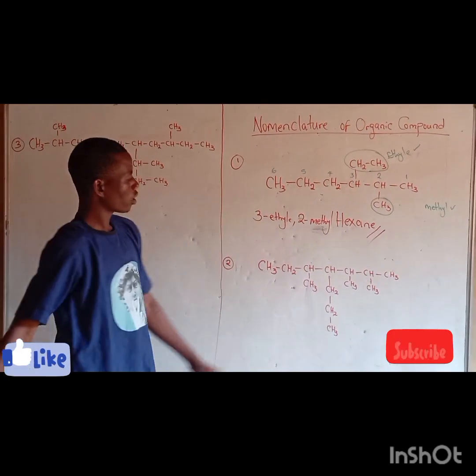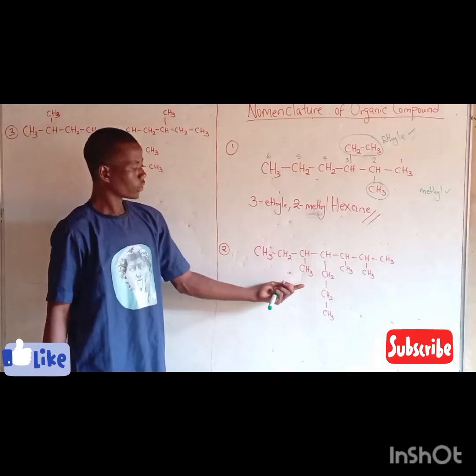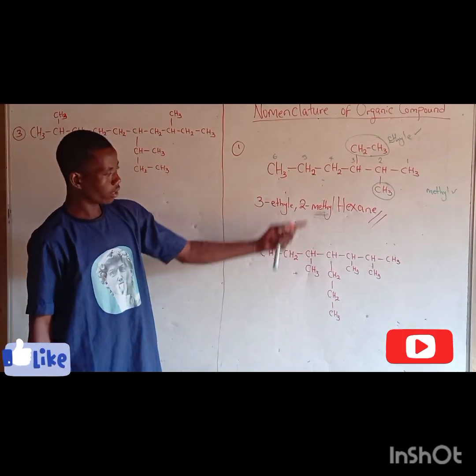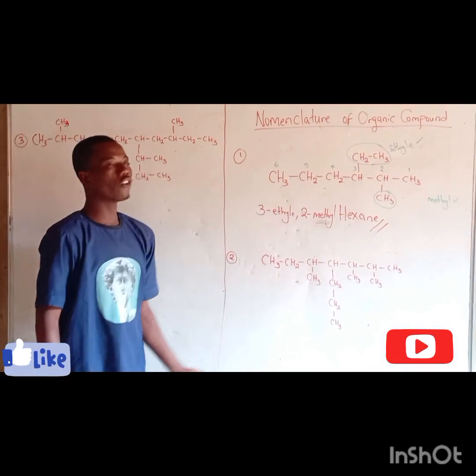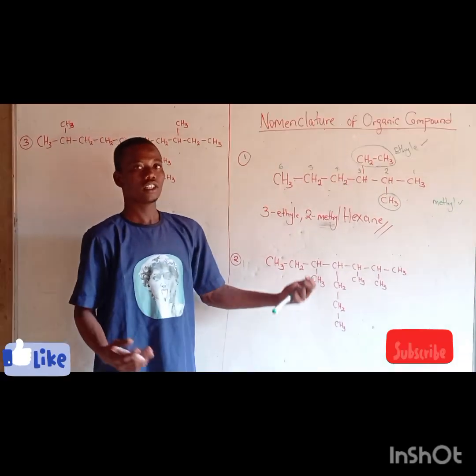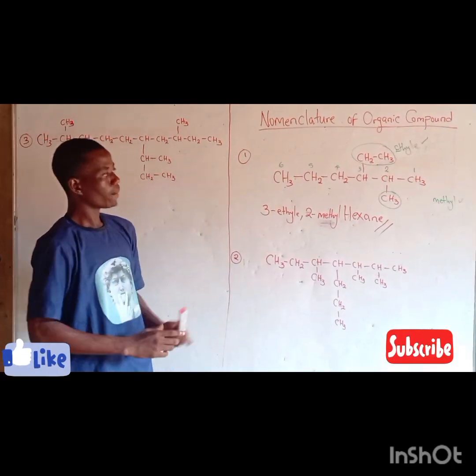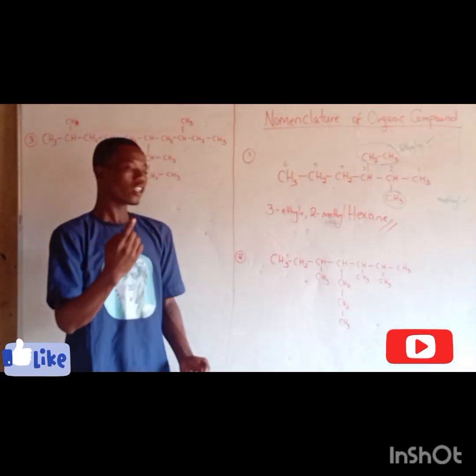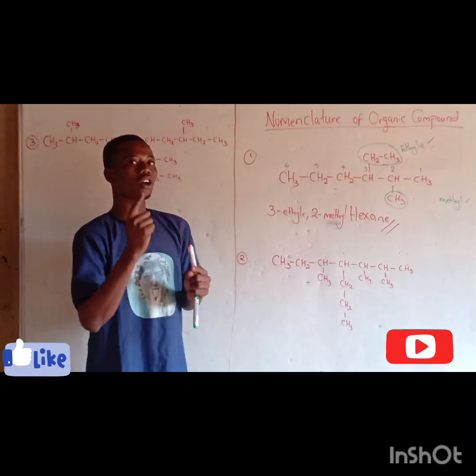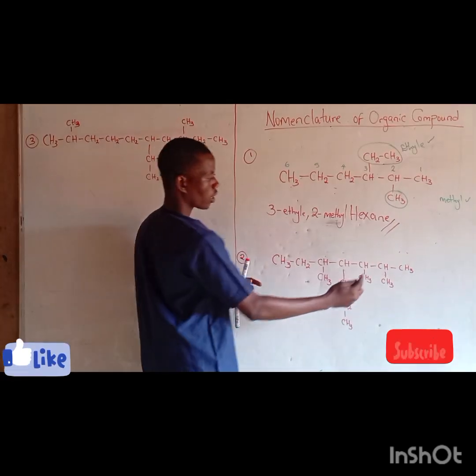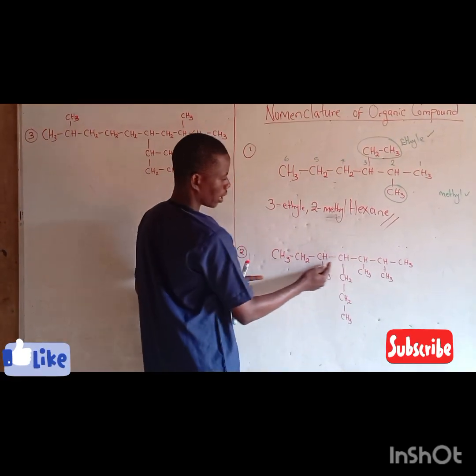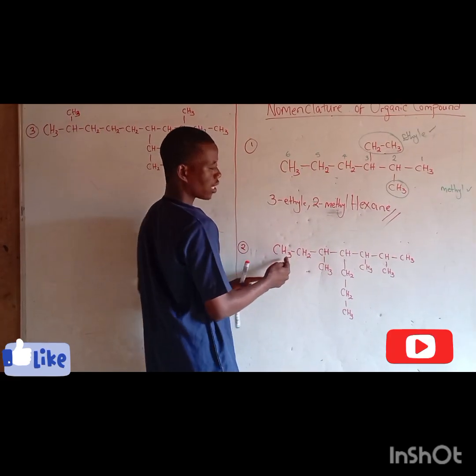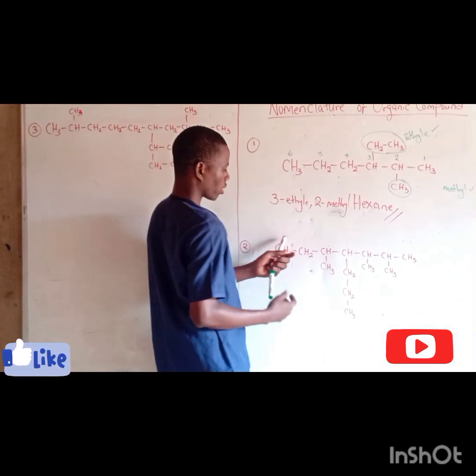Now let's go to number 2 here. We have another structure here, and we are going to be naming this structure. We are going to follow the same rule, which is IUPAC nomenclature. According to what we just did, the first thing you do is count the longest continuous carbon. You can see it here: 1, 2, 3, 4, 5, 6, 7. This is the longest continuous carbon.